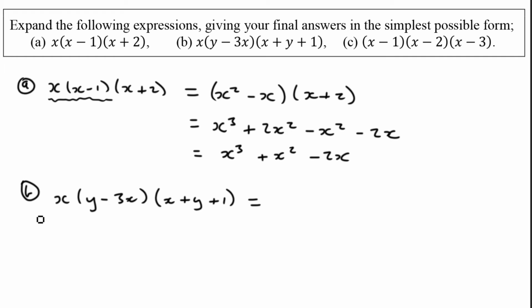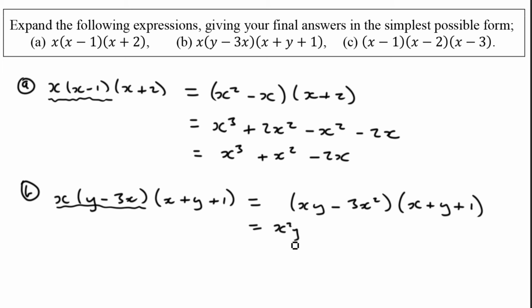So once again, let's multiply these first 2 pieces together first. That will give us xy subtract 3x squared. Then we have to multiply by x plus y plus 1. So everything in the second bracket by the first term from here. That means everything in the second bracket times xy. We'll have x squared y plus xy squared plus xy.